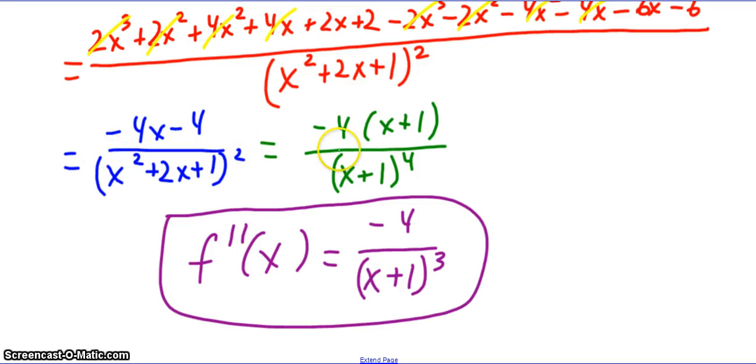But I notice that I can factor out a negative 4 in the numerator, and that leaves me with an x plus 1. Once I recognize that, then I remember or recognize that x squared plus 2x plus 1 is actually x plus 1 squared. So the denominator is actually x plus 1 to the fourth. So the x plus 1 and the x plus 1 to the fourth reduce to just an x plus 1 to the third in the denominator, and bam, we have our answer.